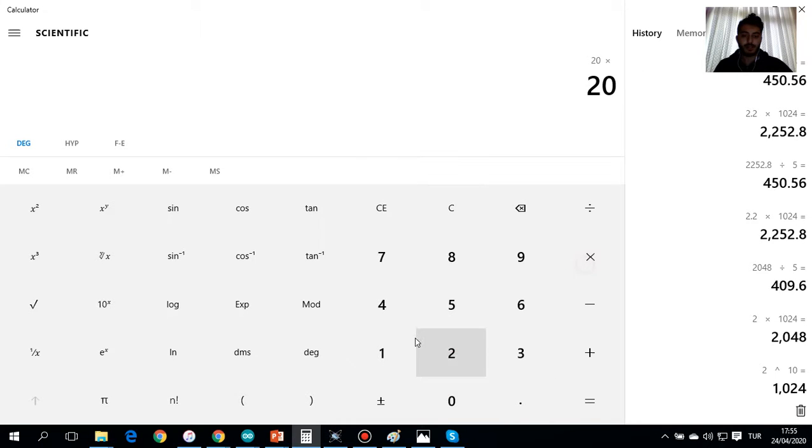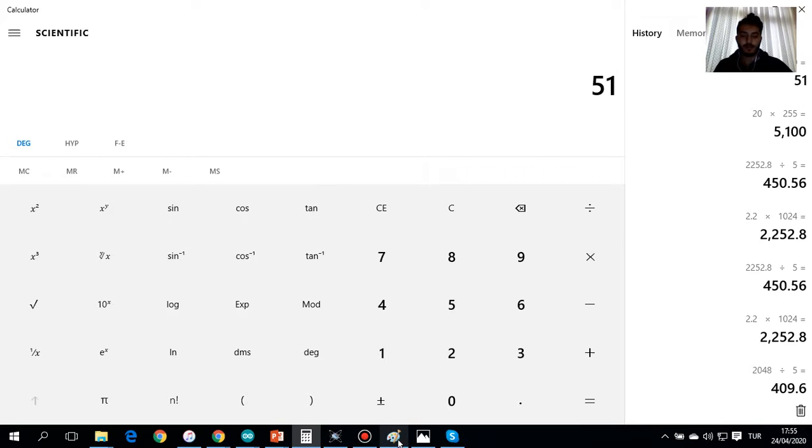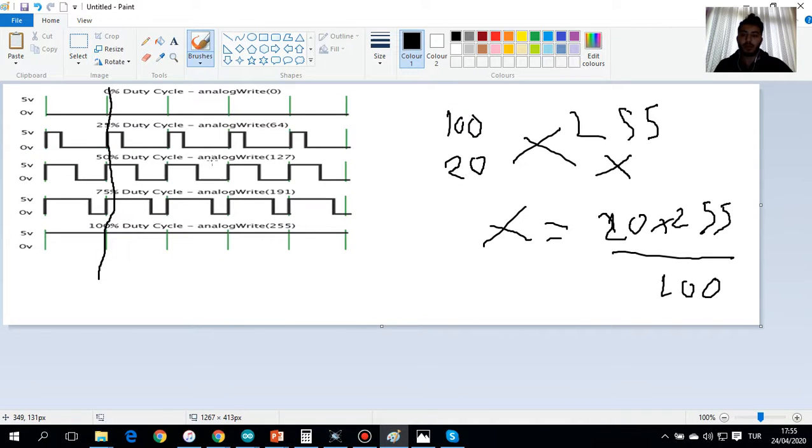Let's make that calculation here. 20 times 255 divided by 100. Here we go, 51. Yeah, 51. If I put 51 in the analogWrite instruction, I'll have a 20% duty cycle. What kind of duty cycle you have here, how much of the period has to be high, you can choose specifically with that simple equation.